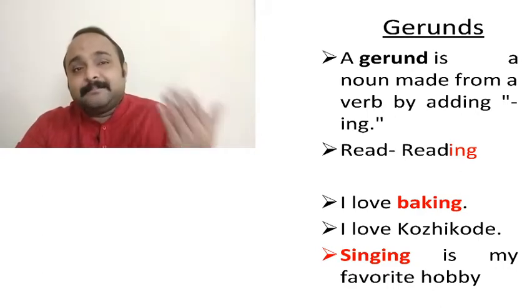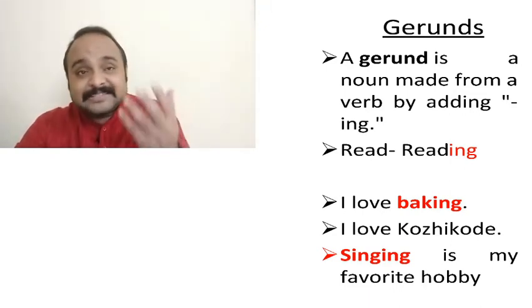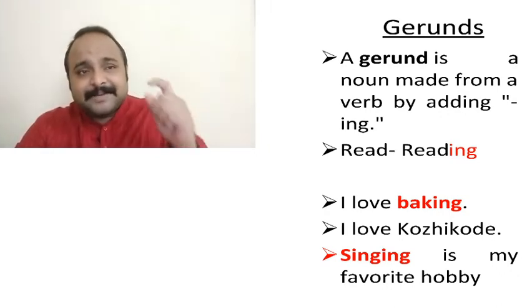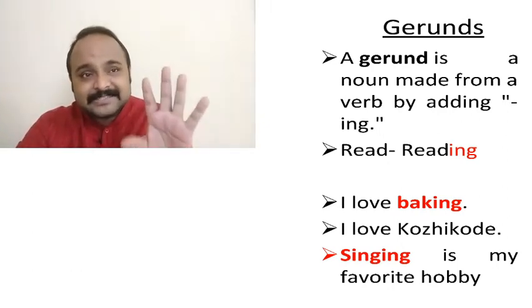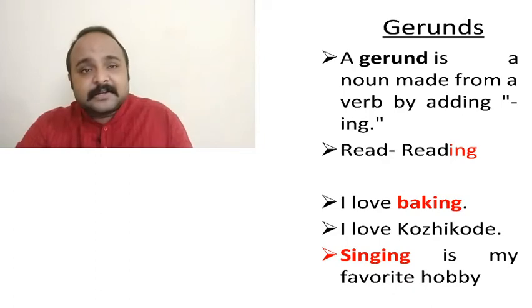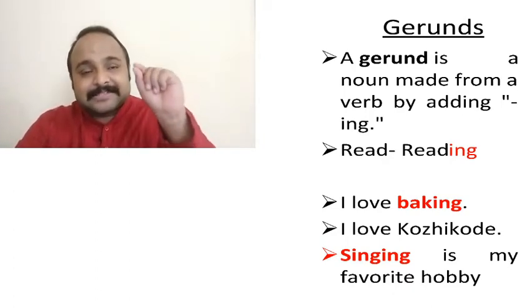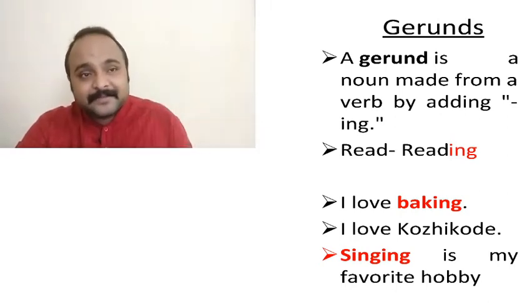Try replacing baking with a noun. A noun is a part of speech that names a person, place, thing, idea, action or quality. Let's replace baking with the name of a place. I love Kozhikode. The sentence makes sense. Now what about a person? I love Amitabh Bachchan. This also has the same format as I love baking, I love running.